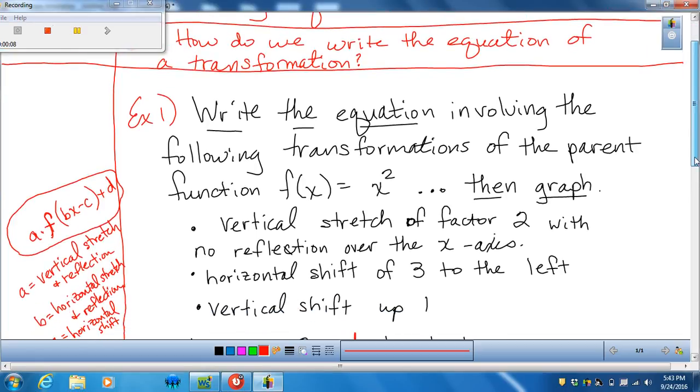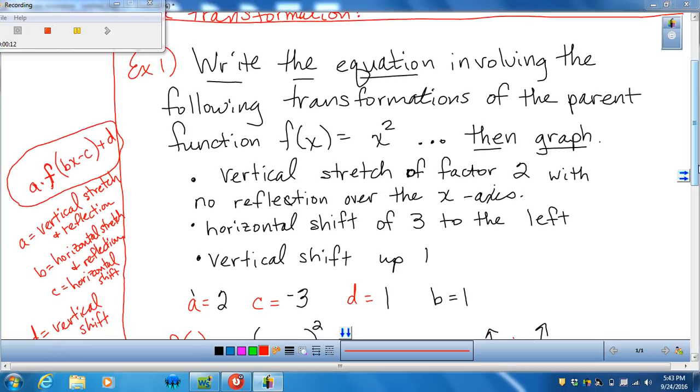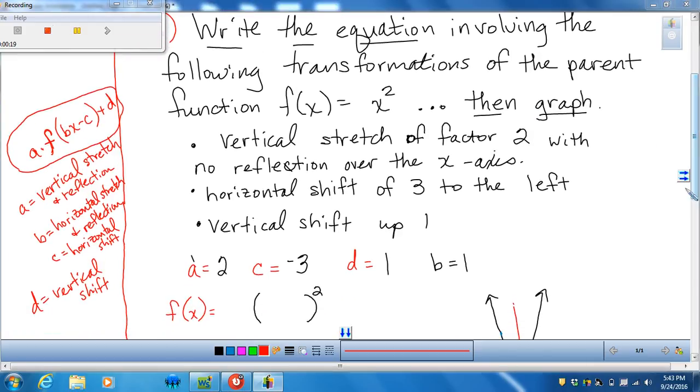Example 1, we want to write the equation involving the following transformations of the parent function f of x equals x squared, our quadratic parent function. And then we want to graph it. So first thing up, our vertical stretch has a factor of 2 with no reflection over the x-axis, horizontal shift of 3 to the left, and vertical shift up 1.